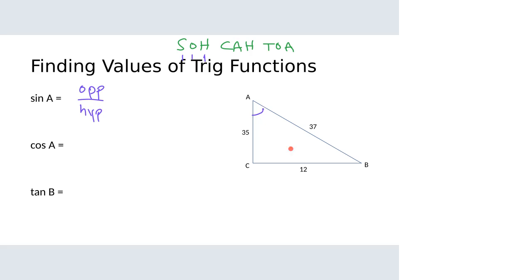Opposite angle A is the one down here across from it. That's opposite angle A. The hypotenuse, that's easy. That's just the longest side over here. So I know the side opposite angle A is 12. The hypotenuse is 37. So the sine of angle A, opposite over hypotenuse, is 12 over 37.